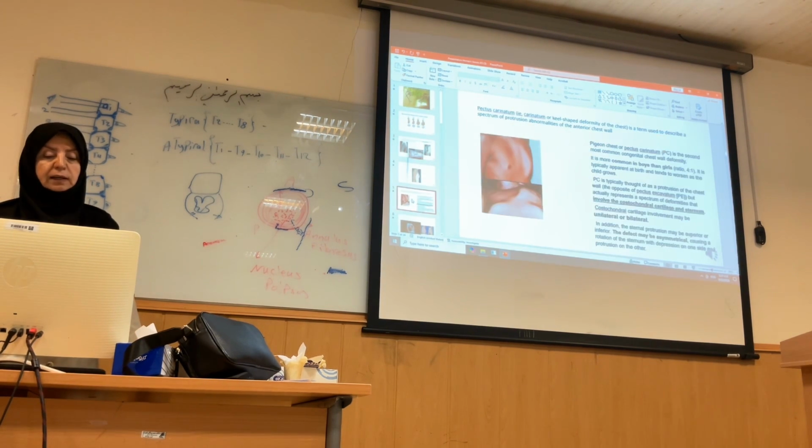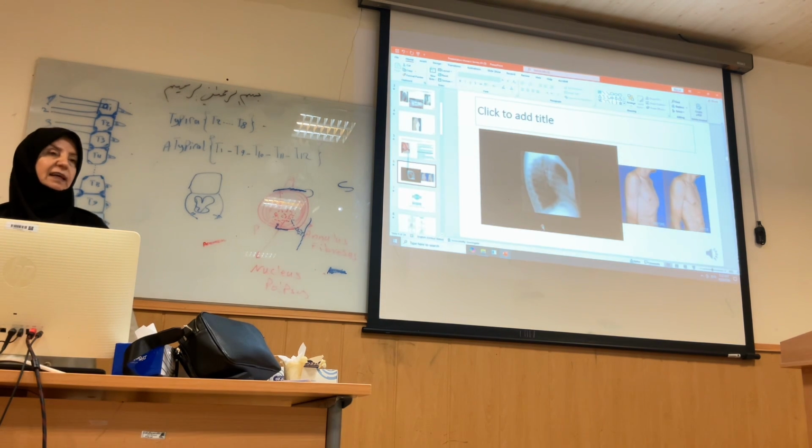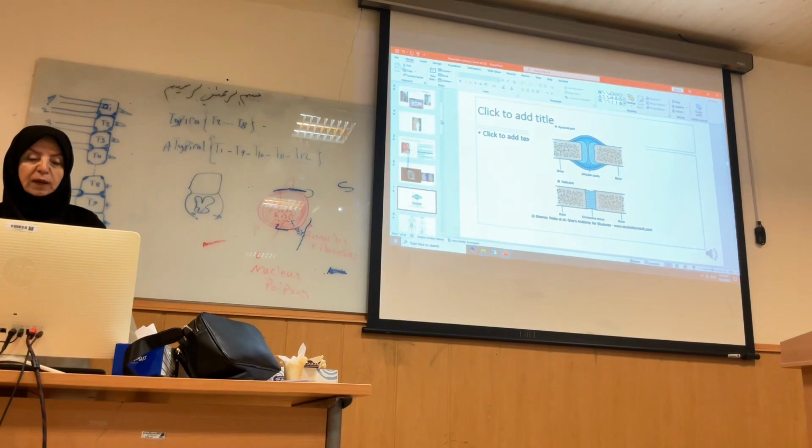Now here again we are going to look at the pigeon chest. Look at the radiography. Posterior to the sternum we have a space, and posterior to the space we have the heart. It is pigeon chest before surgery, after surgery. It is going to be repaired.